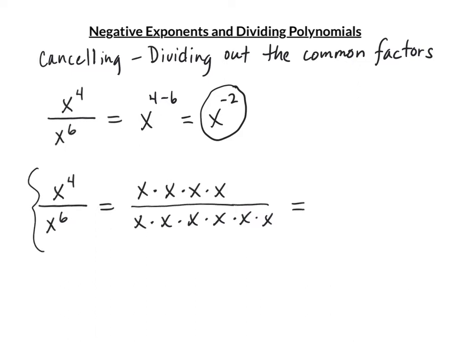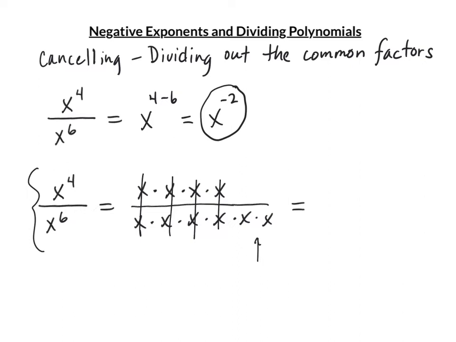Look at this. Remember how there were 4 x's above and there were 6 below, and we canceled. They had 4 in common. We canceled and we canceled and we canceled and we canceled. Now students always want to take these 2 that are left and put them up top, but that doesn't work.